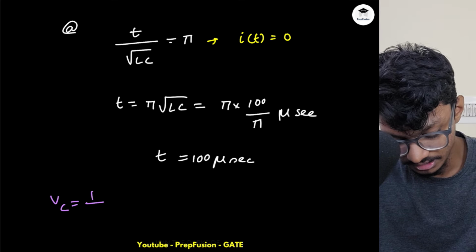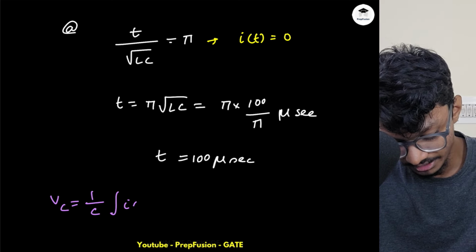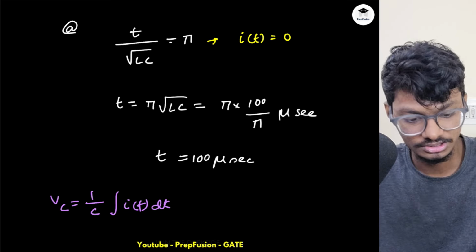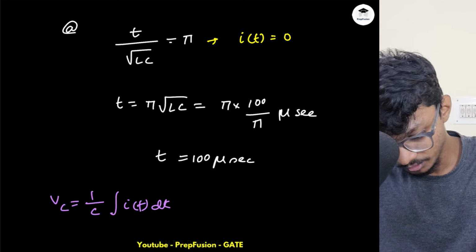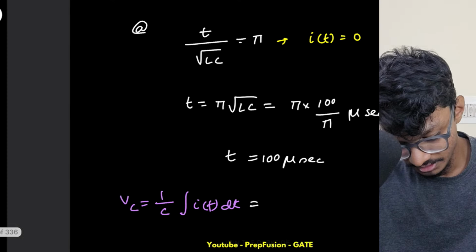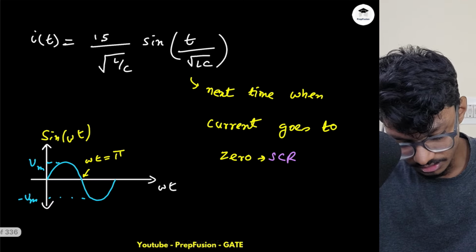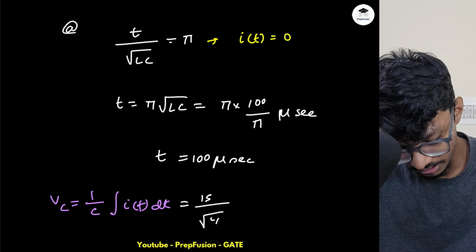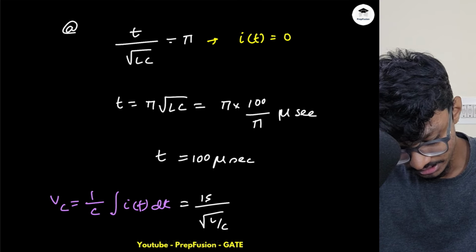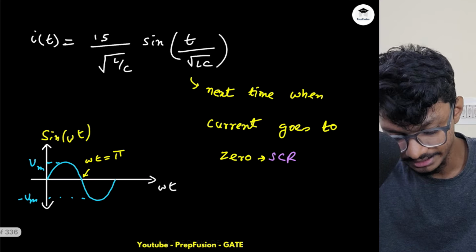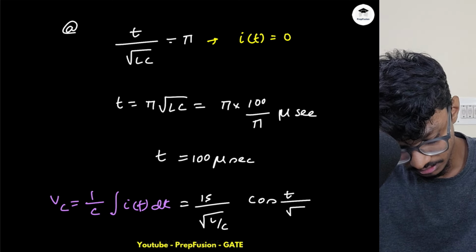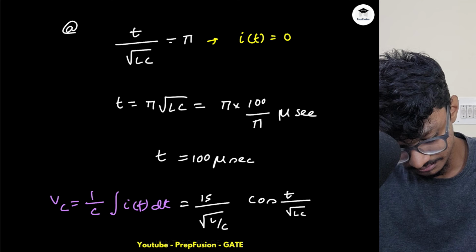VC of T is simply 1 by C integration of I of T dt, IC of T, right? Here IC, IL, all are the same, they are in series. So it is 1 by C of IC of T. So if I compute the VC of T, it will be simply integration of this. So this will be again 15 divided by under root L by C, L by C integration of sine t, so this will be cos t by under root L by C.